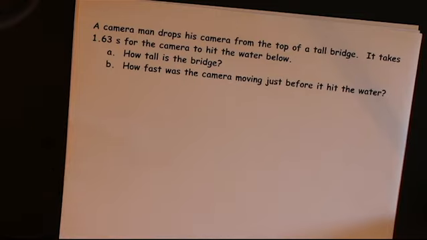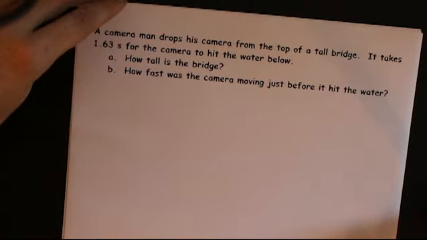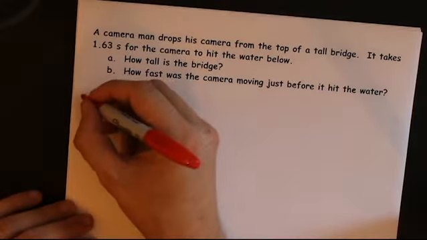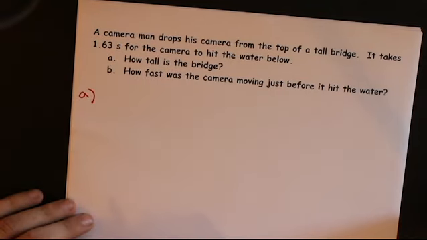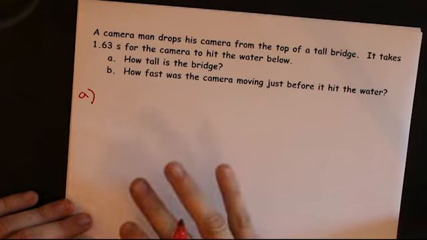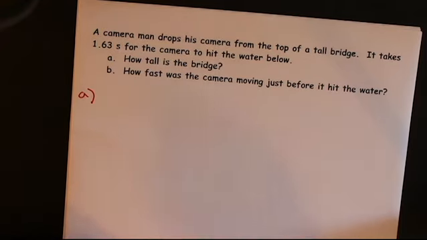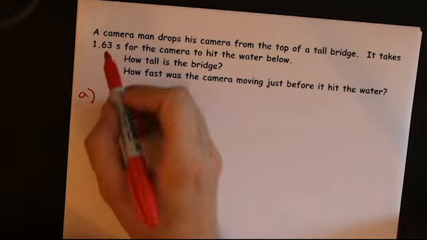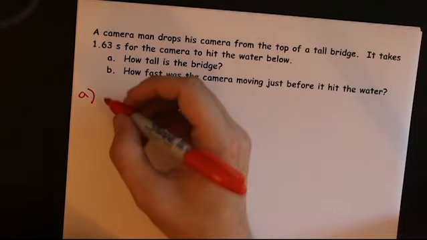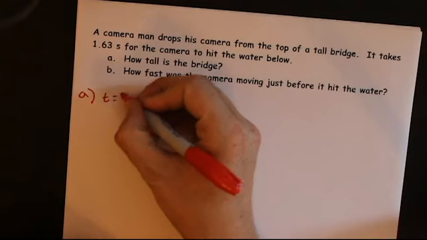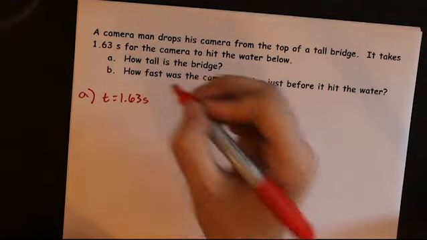So I have to go to a smaller marker on this one because this one requires a little bit more work, mainly because it's got 2 questions. So let's work on part A first. All right, so first off, same deal as always, we're going to make a list of everything that we know. But this one only gives us one piece of information, 1.63 seconds. So that is my time, 1.63 seconds.